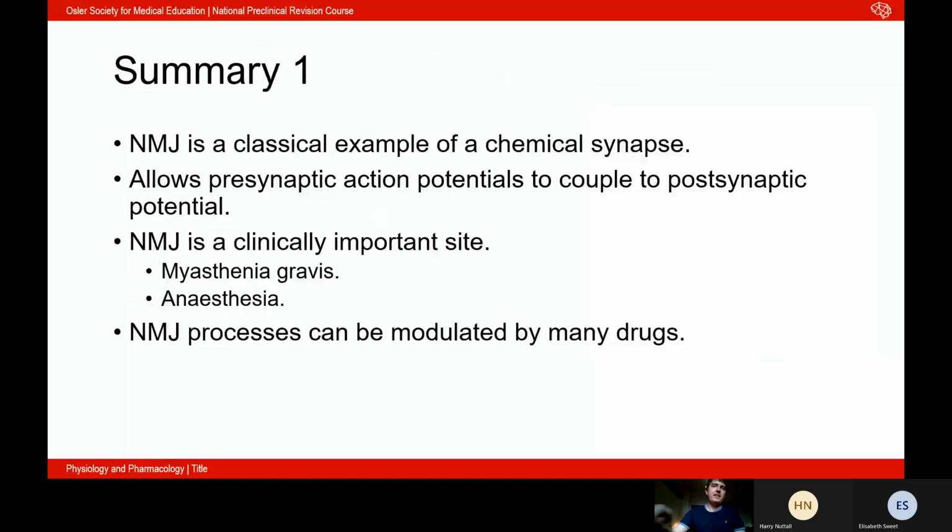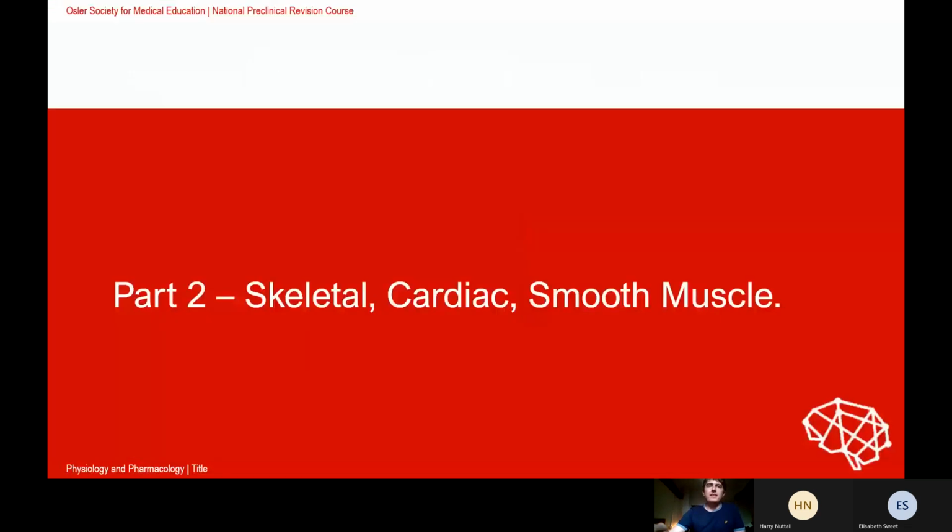It's a clinically important site, and you can modulate it with many drugs. Okay, so I've talked through neuromuscular transmission, and now I'm going to think about, once we've got past the neuromuscular junction, how that's converted to movement via these three types of muscle.